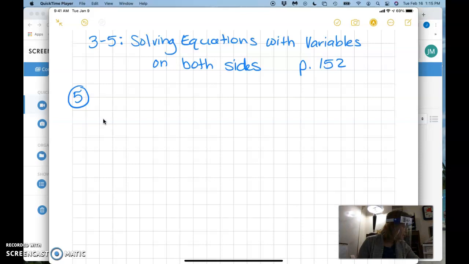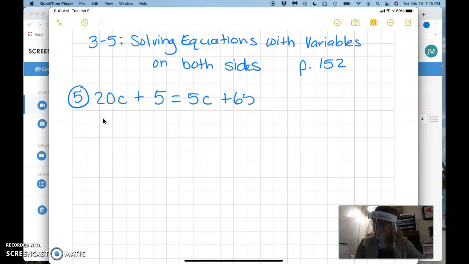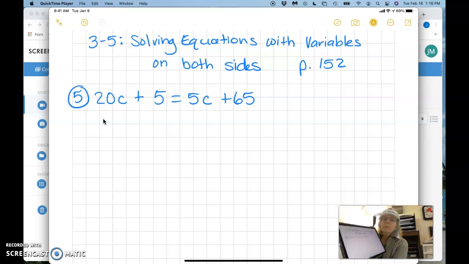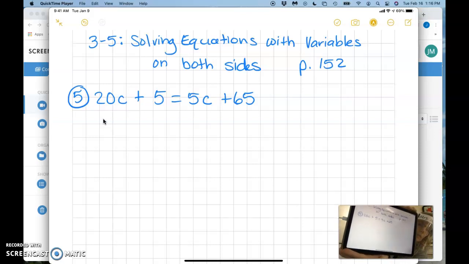So I'm going to start with number 5 on page 152. And girls at home, the equation, if you want to write this down, is 20c plus 5 equals 5c plus 65. I know. And I'm going to try to show them so they can see what you guys are seeing.